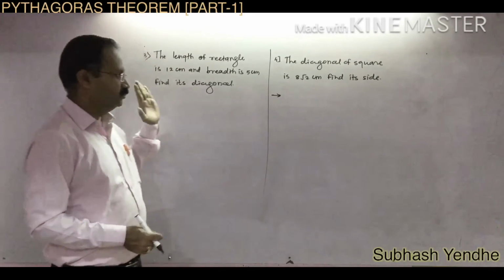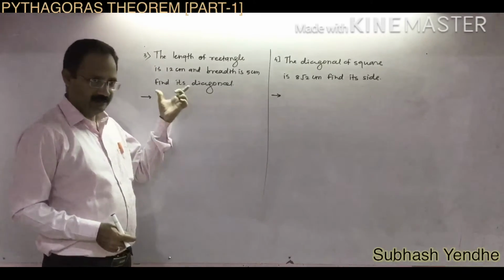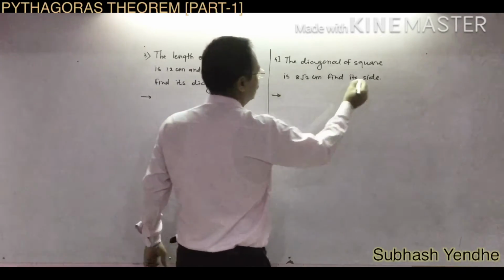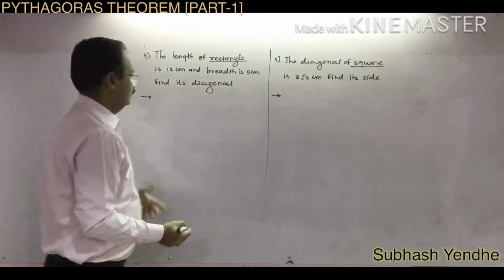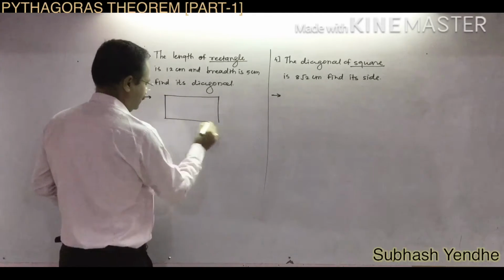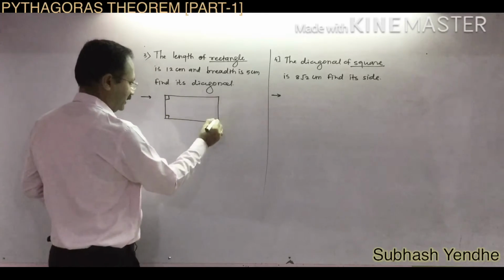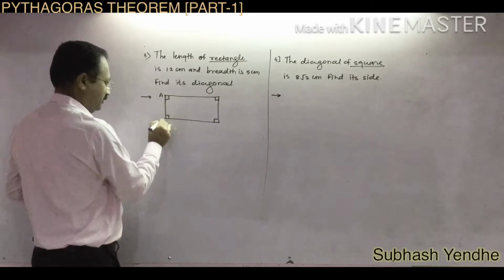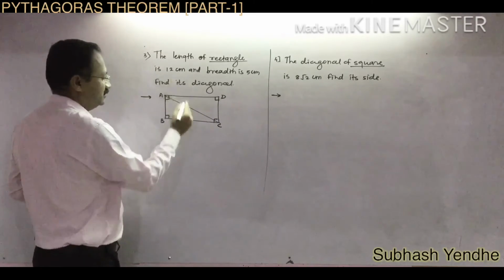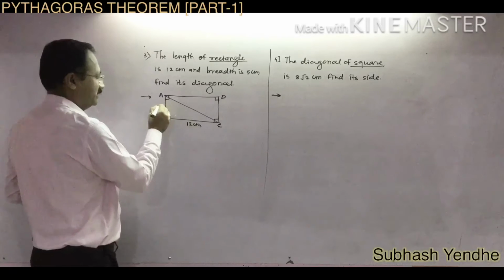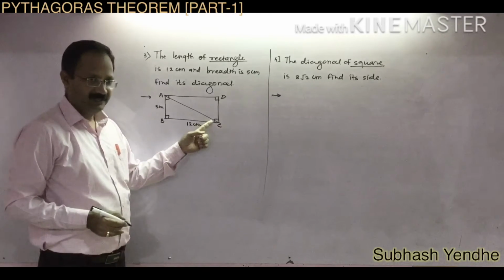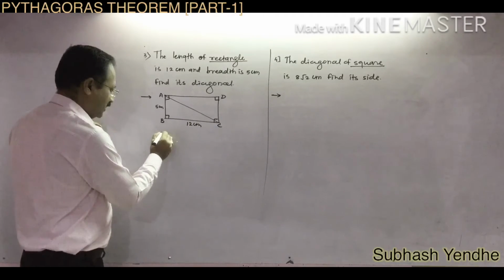Let's see the next two sums which are again related to Pythagoras. One is related to the rectangle and the next one is related to the square. So first let's draw the diagram. We draw the diagram here. So this is a rectangle, ABCD, and then this is the diagonal. The length is given as 12 centimeter and the breadth is given as 5 centimeter, and then you have to find out the length of the diagonal. So first, what do you have to write?